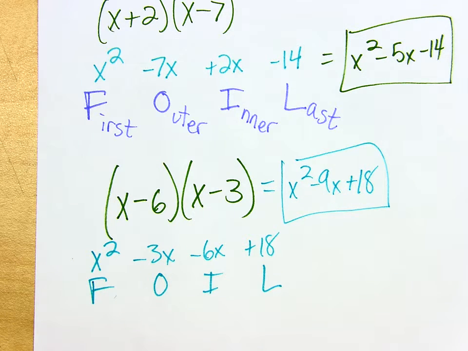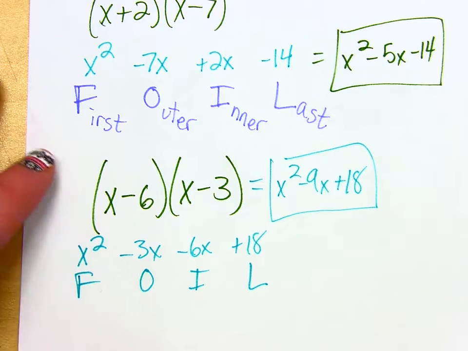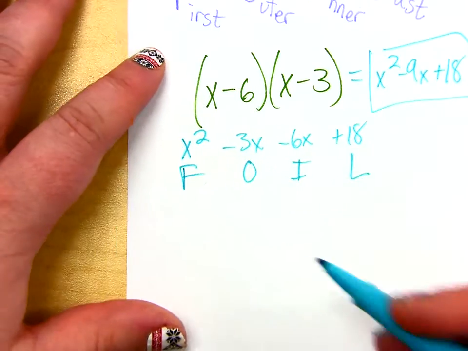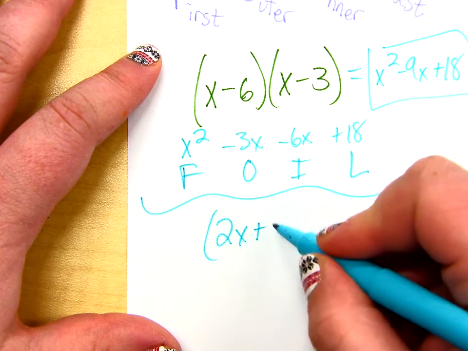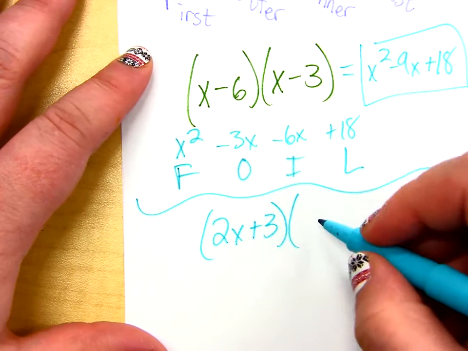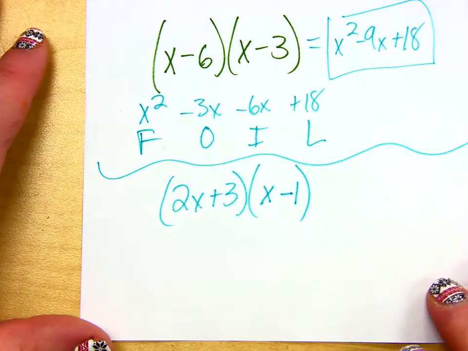How'd you do? You got it? Please make sure that if you need help with this, you gotta let me know, because we are going to FOIL, oh my gosh, from here until forever. We're gonna practice with it more, obviously, but if you have any hiccups at all, let me know. Let's try one that's a little bit more complicated. How about 2x plus 3 and x minus 1. Try that one.